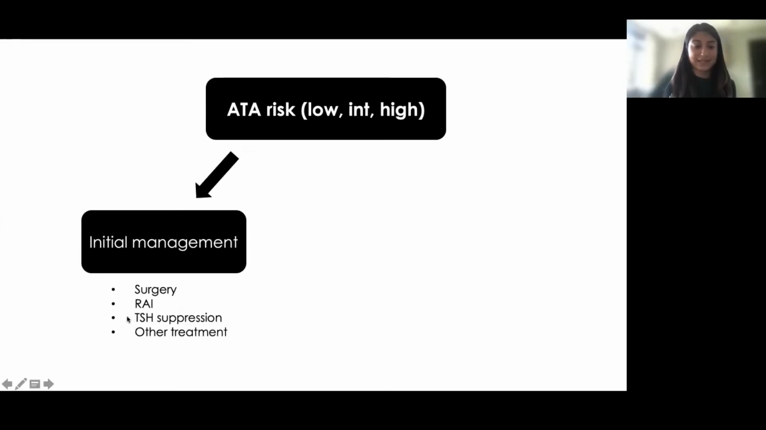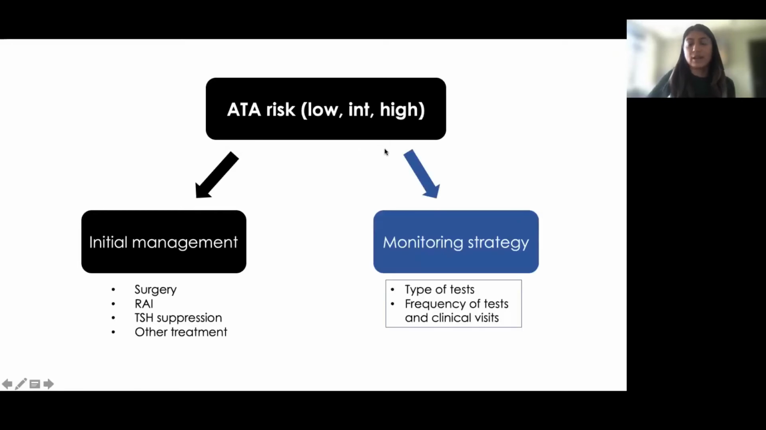What type of TSH target should you be striving for? Is this someone who we need to get the TSH fully down by giving a really high dose of Synthroid? So all of that initial management is actually dictated by what the risk is initially. But then also the monitoring strategy. So what types of tests do you need, such as CAT scans versus ultrasounds versus PET scans, et cetera? And how frequently do you need to be seen? Is it every 3 months or 12 months, every 2 years?